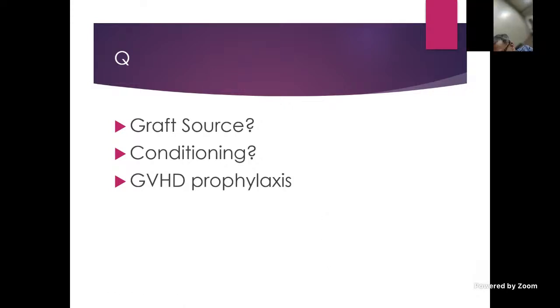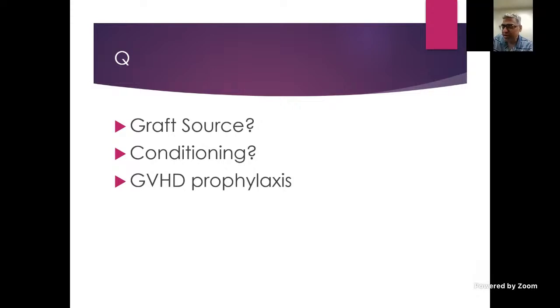Hi, Narinder. Sorry, I'm a little distracted. So now that we are going for a haplotransplant in this young 13-year-old kid, a haplo from the mother, what would be your choice for graft?